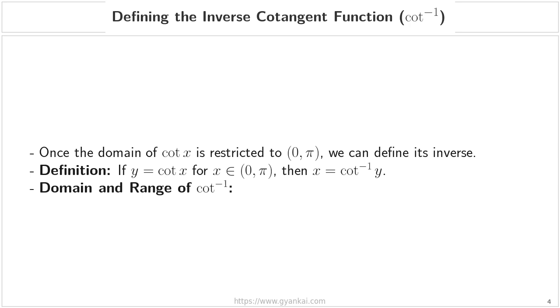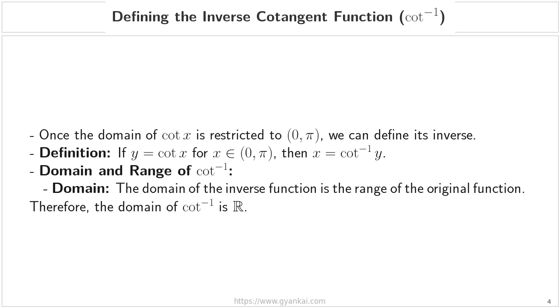Let us now look at the domain and range of this inverse cotangent function, as these are crucial for solving the types of problems we will see in the next few slides. First, remember that the domain of an inverse function is always the range of the original function. Since we saw in our earlier review that the cotangent function can output any real number, the domain of the inverse cotangent function is the set of all real numbers.